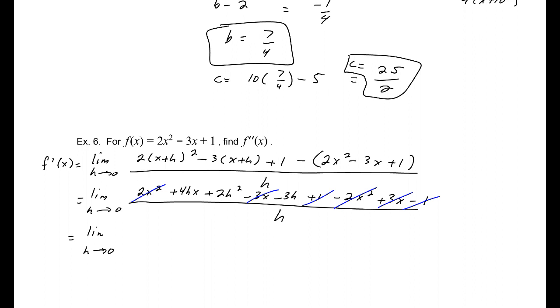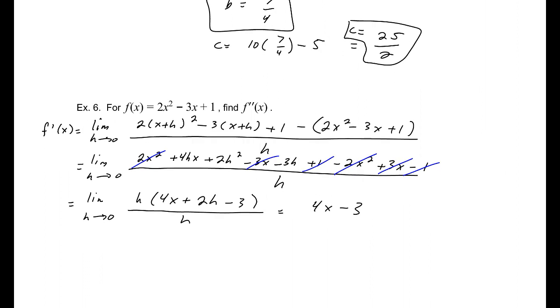Factoring an h out, we get 4x plus 2h minus 3. Now, that cancels. And as h goes to 0, that means this is going to be 4x minus 3. All right, so that is f prime of x.